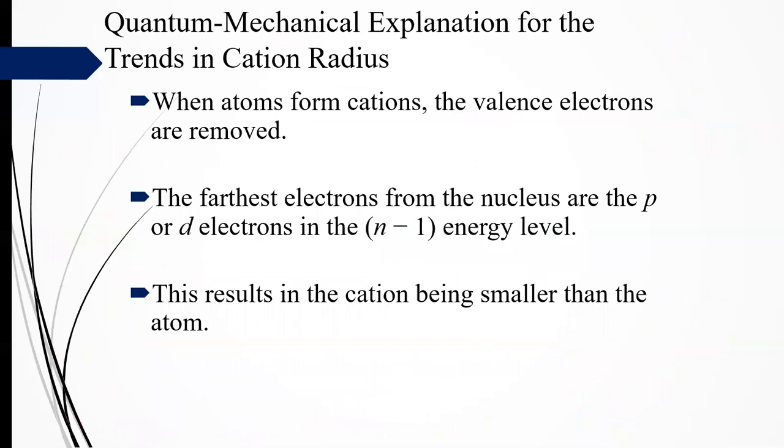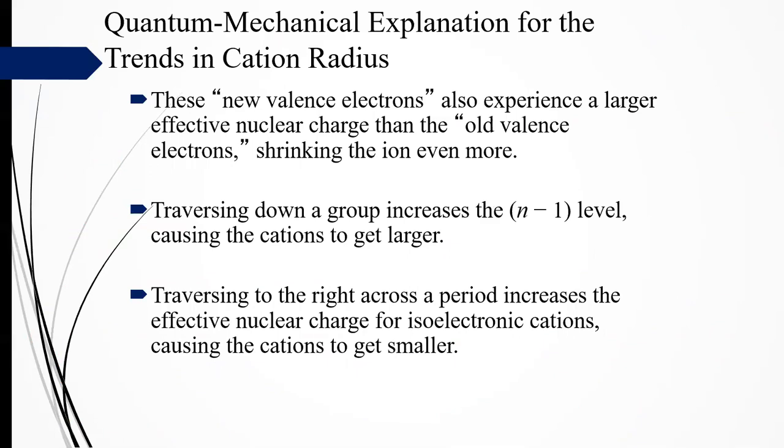So you can kind of imagine that when atoms form cations, they're losing those valence electrons. When we remove those valence ones, then the farthest electrons become the p and the d from that next energy level down below. And so that means that they've got to be smaller. They don't have to go quite as far out. New valence electrons experience a larger effective nuclear charge than the old valence electrons, and so that shrinks the ion even more. So not only do we no longer have that extra energy level, but we also feel more Z effective. So we got to decrease that even more.